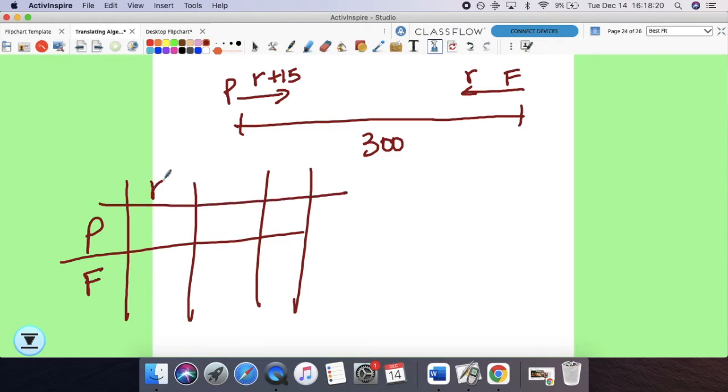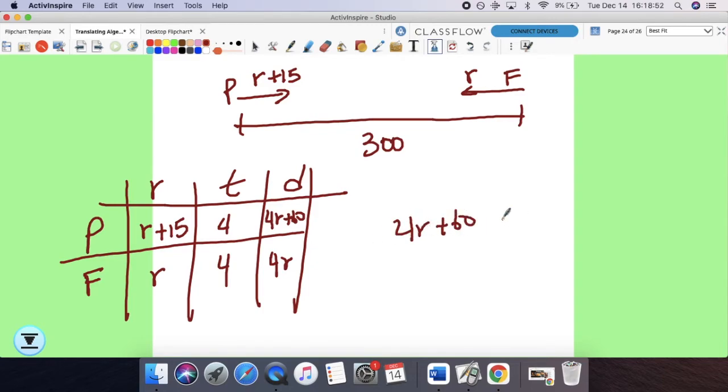The passenger train is 15 miles faster than the freight train. The freight train travels at this speed right now, R miles an hour. So the passenger train would be R plus 15. We're traveling for how long? 4 hours before they meet. And the distance we can find, that's easy. R times 4 is 4R. And over here we do the distributive property, we get 4R plus 60. So we know that the distance covered by the passenger train plus the distance covered by the freight train will equal 300 when they meet.